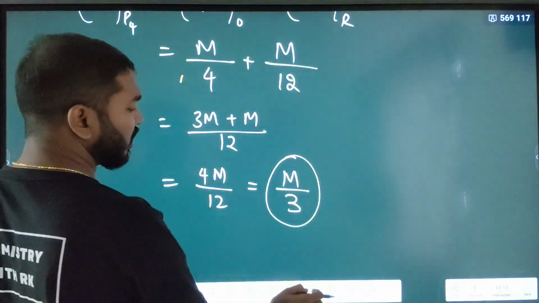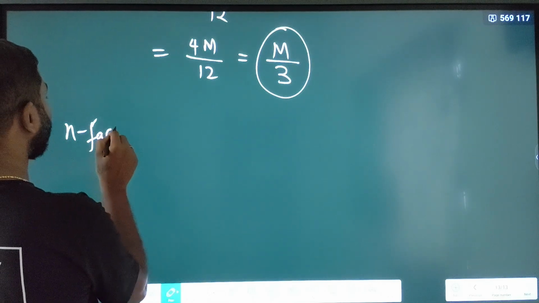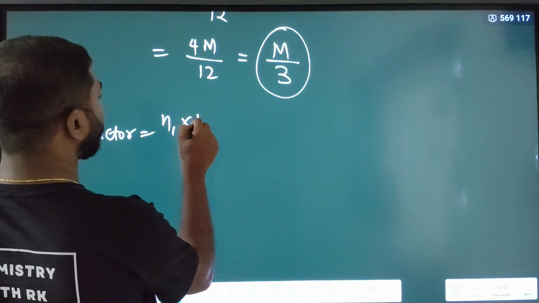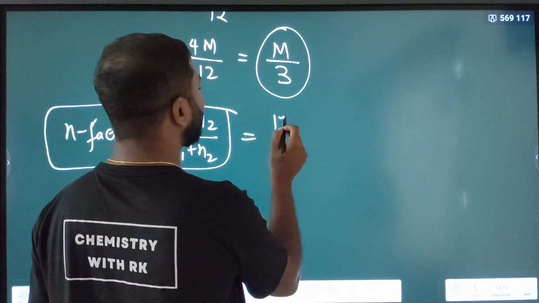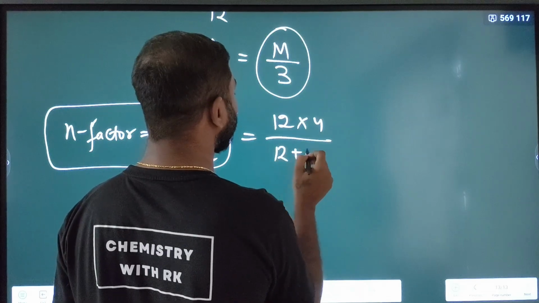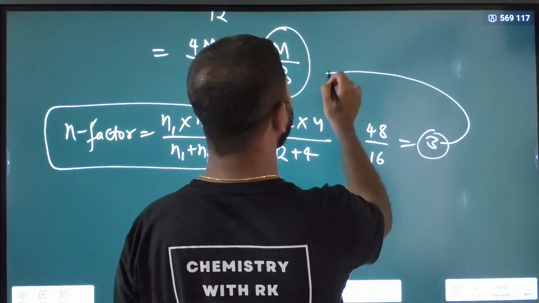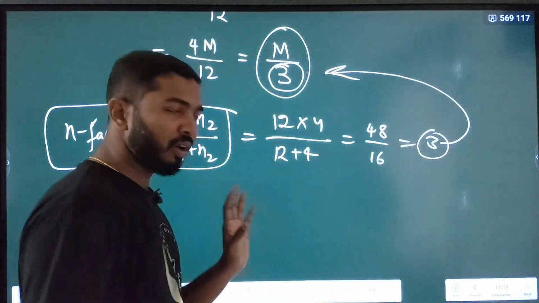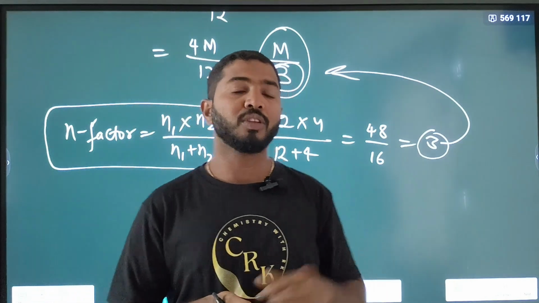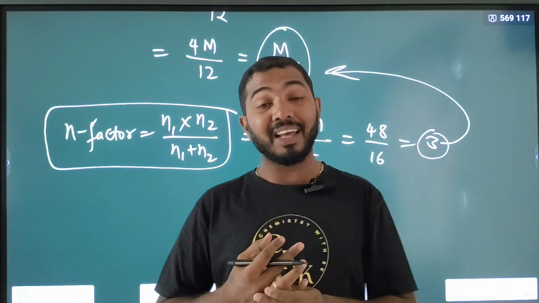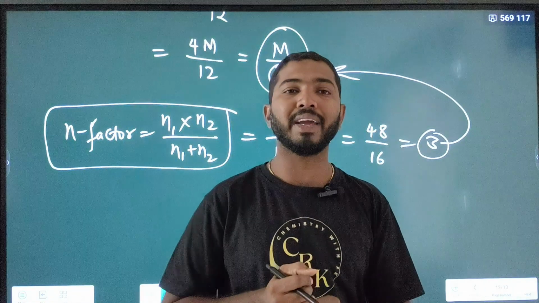Now let me check with another formula we have, just to check whether we have got the correct n factor or not. n1 into n2 by n1 plus n2. This is the equation we have. So that is 12 into 4 by 12 plus 4. That is 48 by 16, which will give us 3. So 3 is matching with this n factor. Hence our answer is correct. This is how you can even check your n factor. This is a frequent example asked in various exams. So the n factor is 3 and the overall equivalent weight is m by 3.